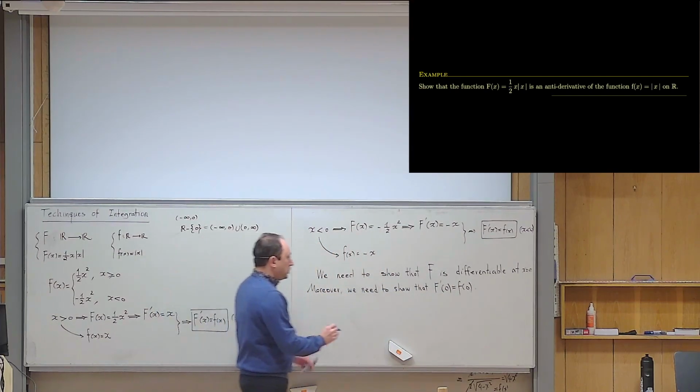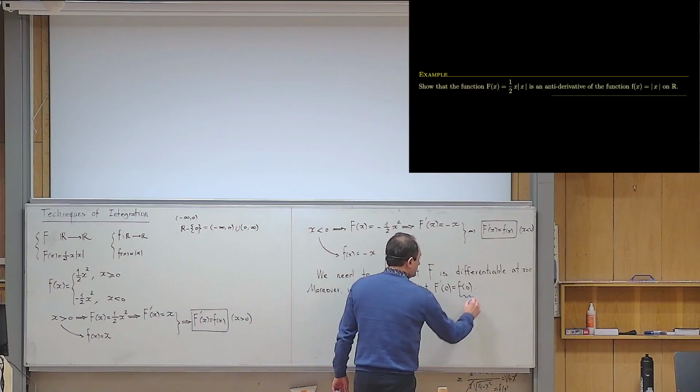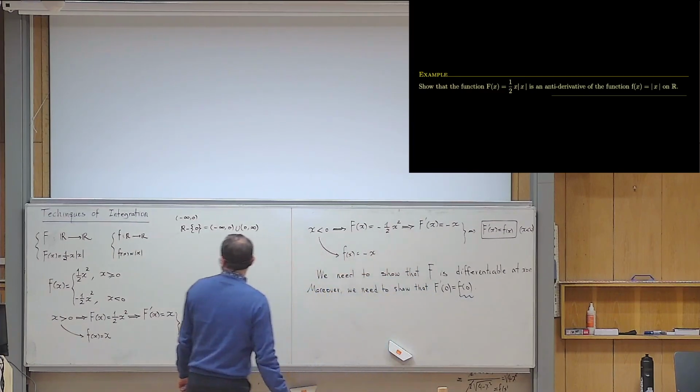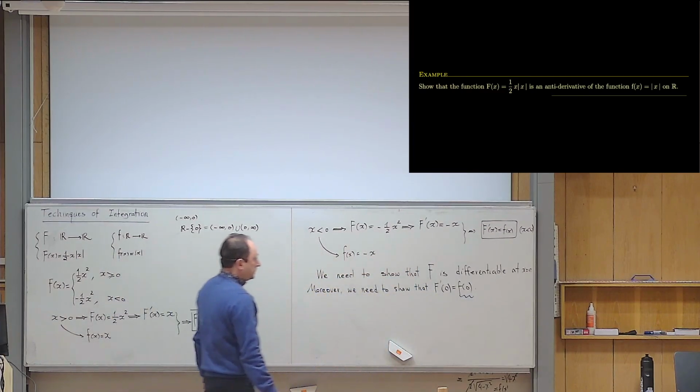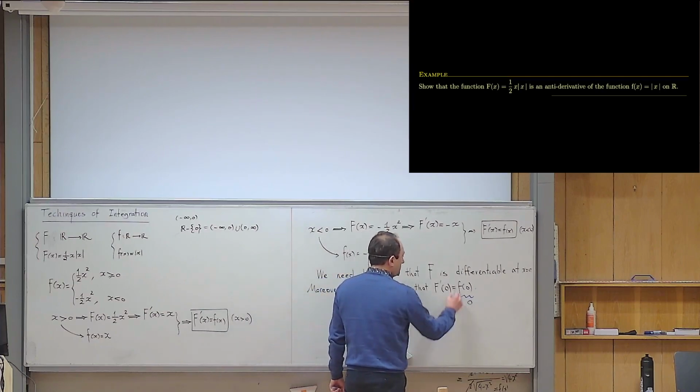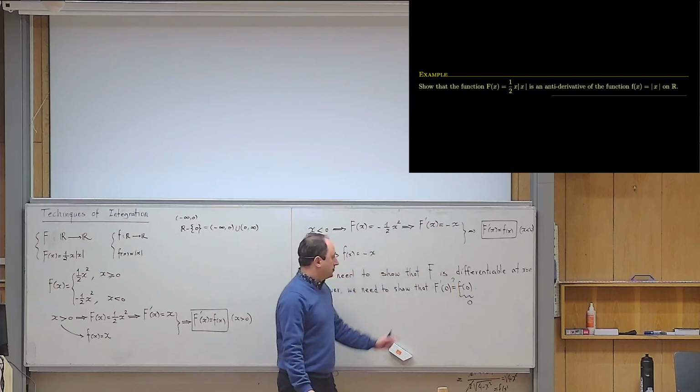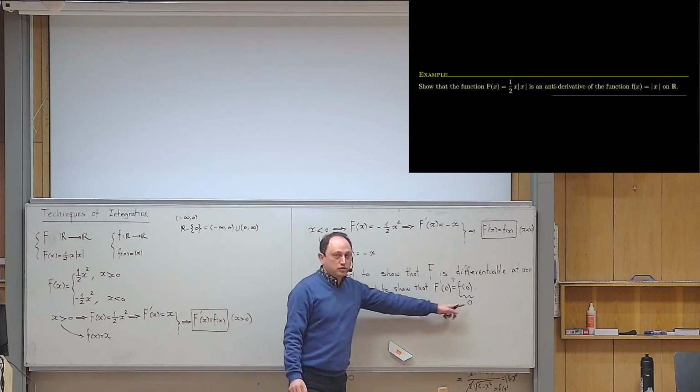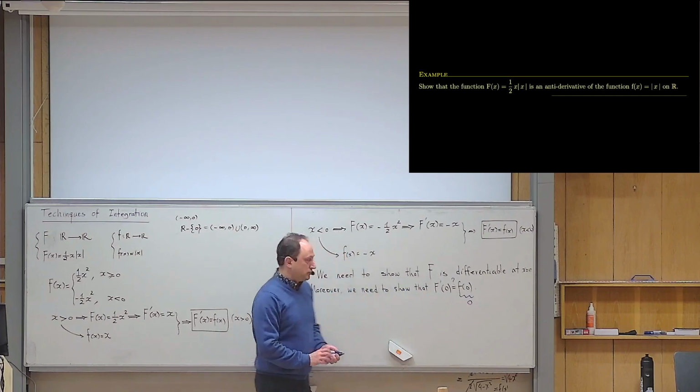But of course, we know that. What is f of 0? Yes, what is f of 0? Little f of 0 is 0. So in principle, I have to convince myself that capital F prime of 0 is indeed equal to 0.